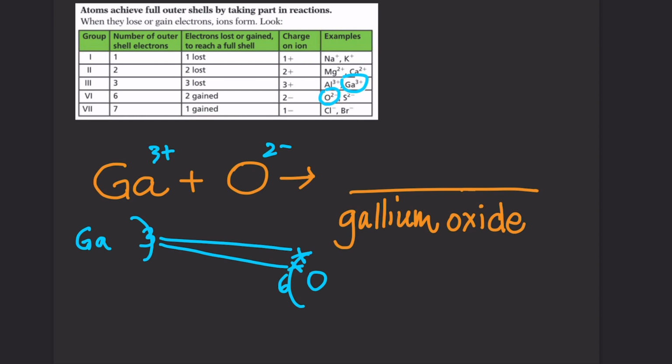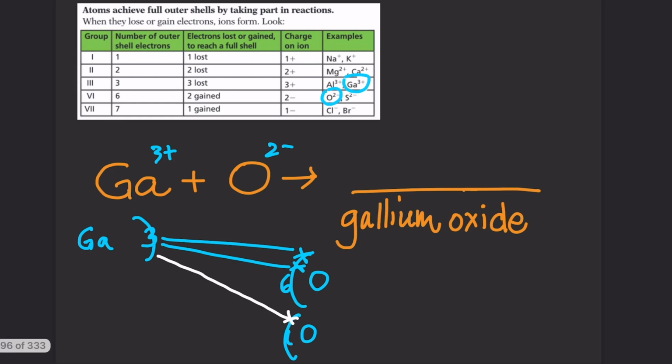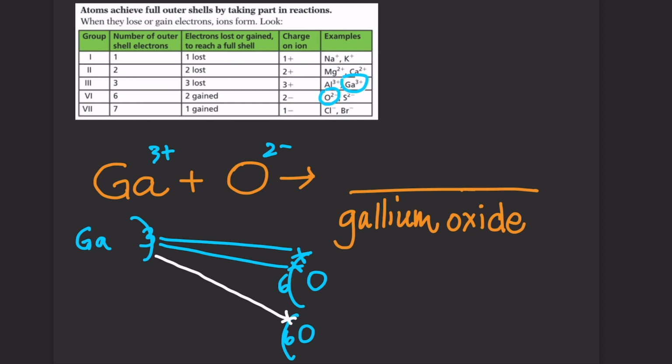So gallium gives 2. Then there's an extra one. What will that extra electron do? It wants to look for another oxygen. So the third electron goes here. But then it's not complete because oxygen needs 2. So we give another gallium, so it can give away 3. There you go. So there goes the other one. So the 2 oxygen atoms are happy.